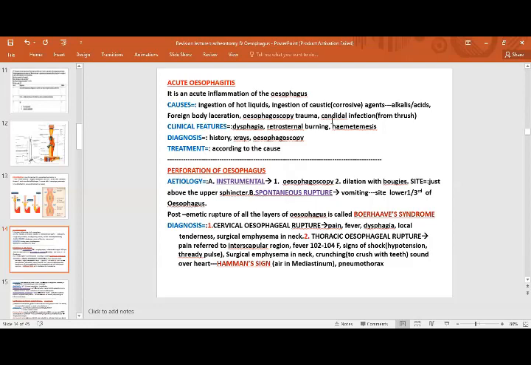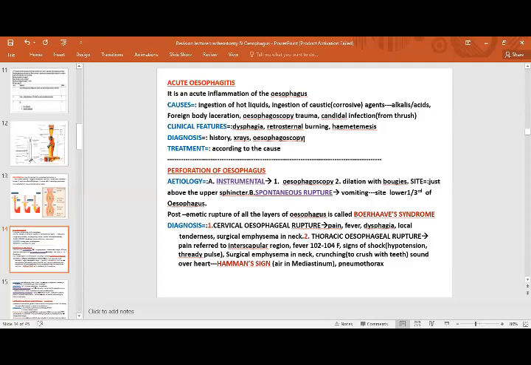And what are the symptoms? The presenting symptoms of the patient are dysphagia, retrosternal burning, and hematemesis. These are the clinical features which come in most cases of esophagitis. For the diagnosis, of course, the history matters a lot. You need to take the complete history, and an X-ray, both lateral view and PA view, is very important in acute esophagitis, just to see if there is any inflammation or swelling of the esophagus. But the important thing is that the clinical diagnosis would be confirmed with the help of esophagoscopy.